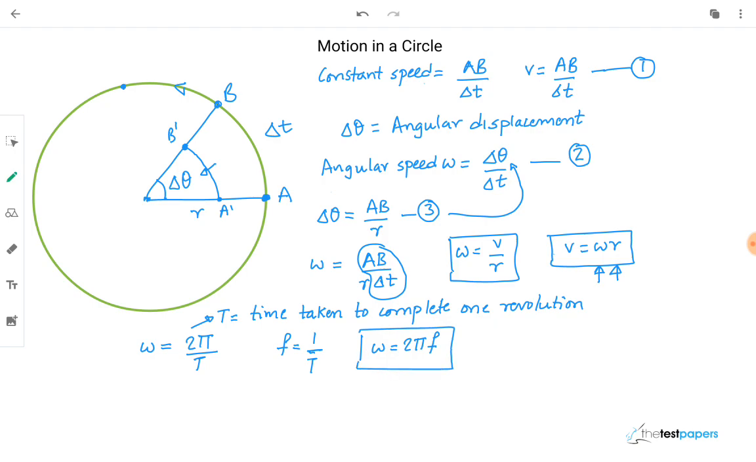So to recap, this is a very important equation. v is equal to omega r relates how the linear speed is related to the angular speed and the radius of the circle. And omega is equal to 2 pi f is another important equation that you should remember.